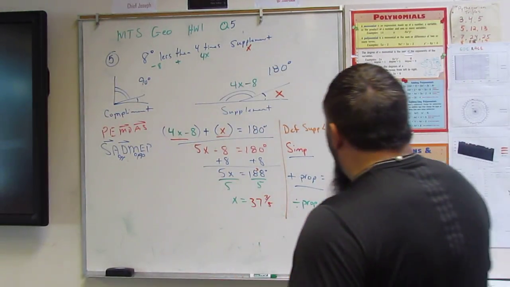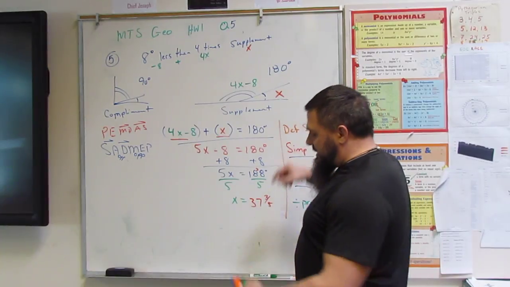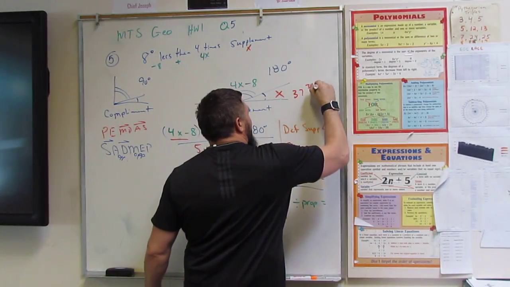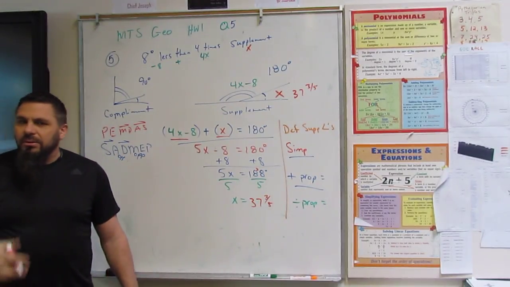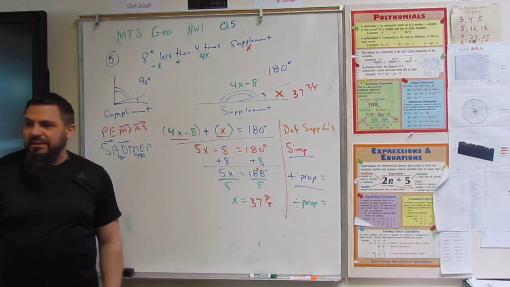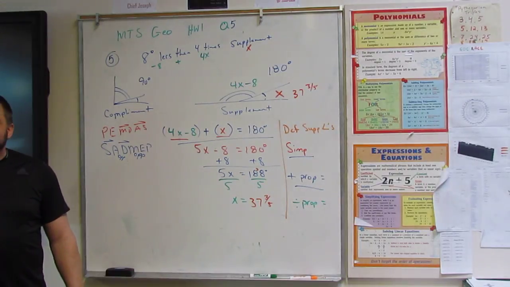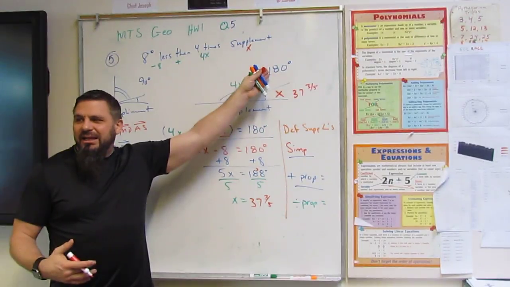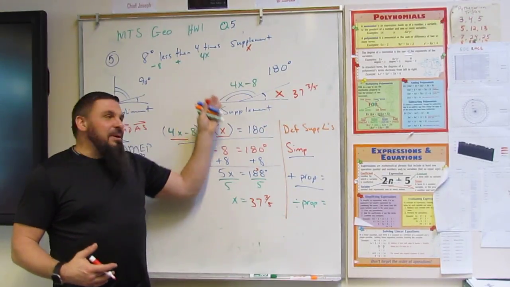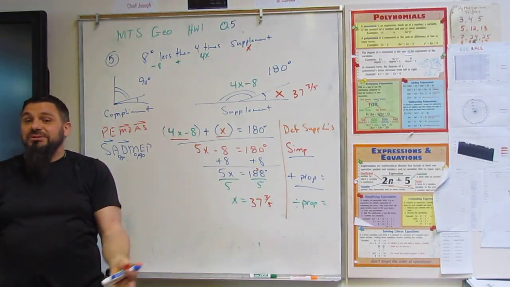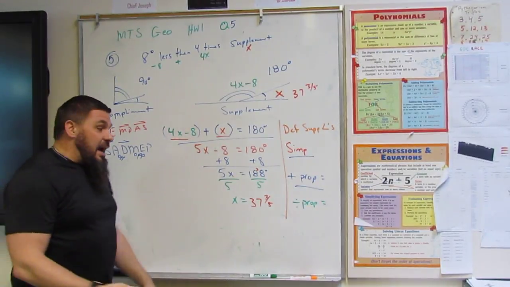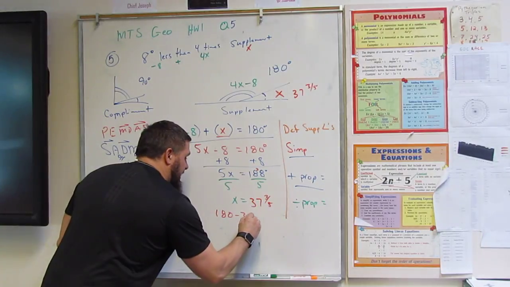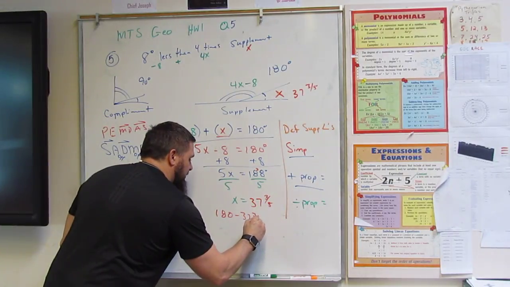What would the other angle be? So if that's x, if x is 37 3/5, then how do I find the other side? Minus it from 180. Yeah, wouldn't it just be easier to minus it from 180 to get the other side? I mean, I could plug it in and use substitution, or I could say 180 minus 37 3/5.